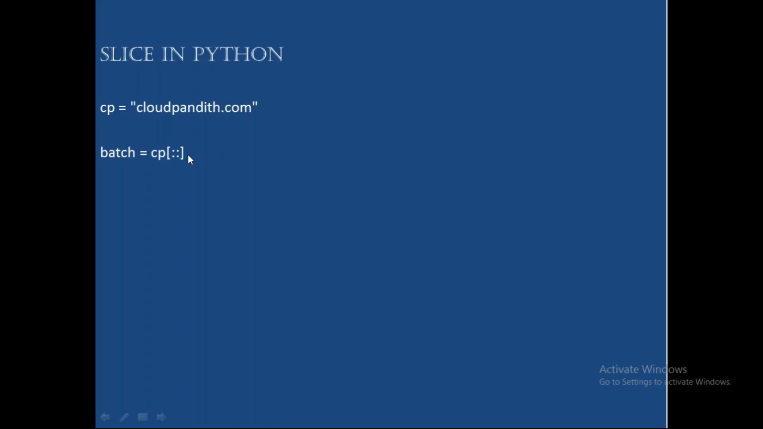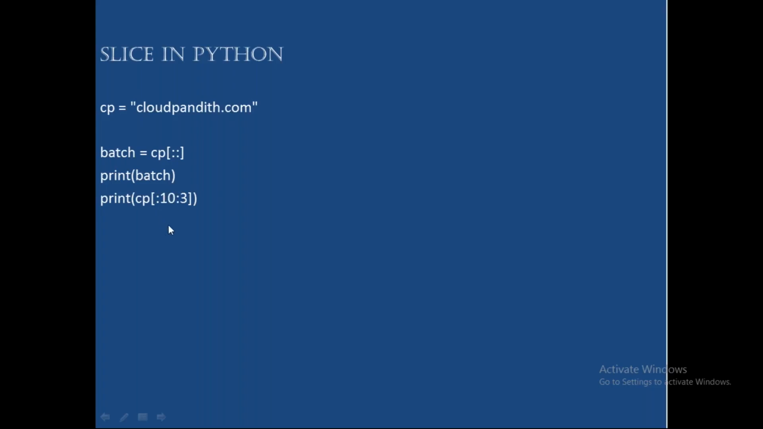For example, if I'm not mentioning anything, from the cp variable, whatever data you have, that entire data, cloudpandit.com, will print. When you print batch, it will print everything. Now you see, I'm just saying print. I don't have a starting value, so it should start the index from the beginning, from 0. See, it has to pick that. And this is the end value. The end index is 10.